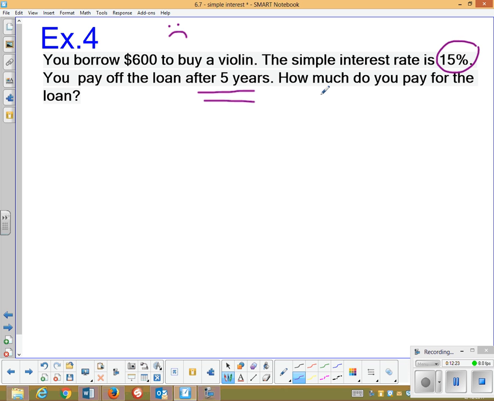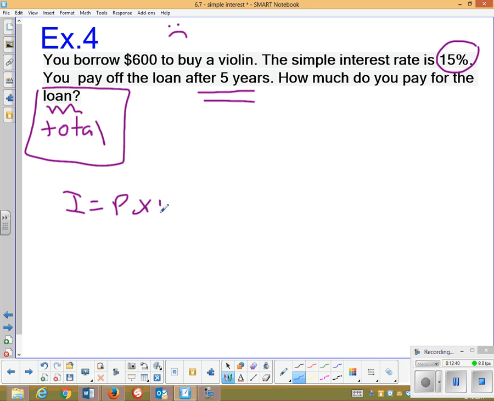So how much is your loan? How much do you pay for the loan? In other words, what's the total of your loan? Will you just pay $600, or will you pay $600 and more because of interest? Let's see. I equals P times R times T. Do you know how much you borrowed? Yes, I do. You borrowed a total of $600. So we're going to go ahead and put 600 here.